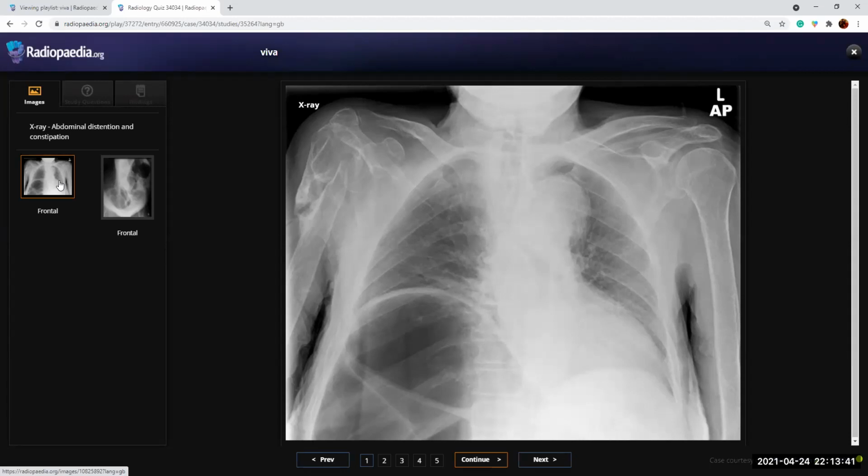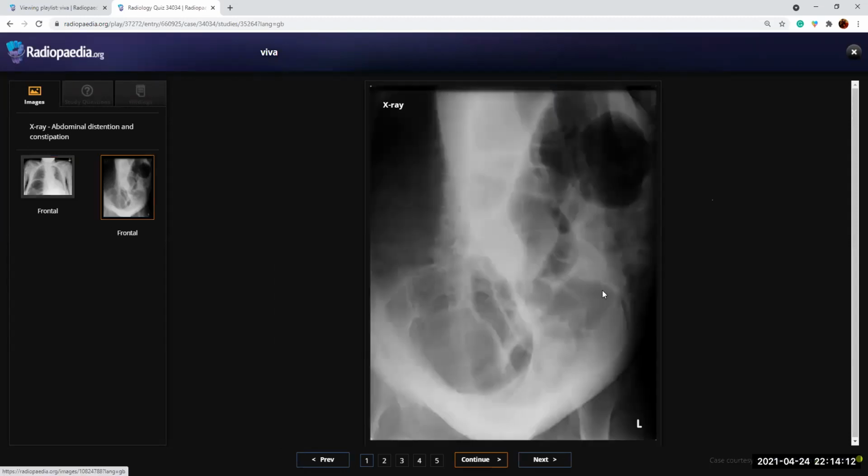Would you like to describe the fracture again? First of all, the fracture appears in the proximal humerus, and basically there's no evidence of any periosteal reaction over there.